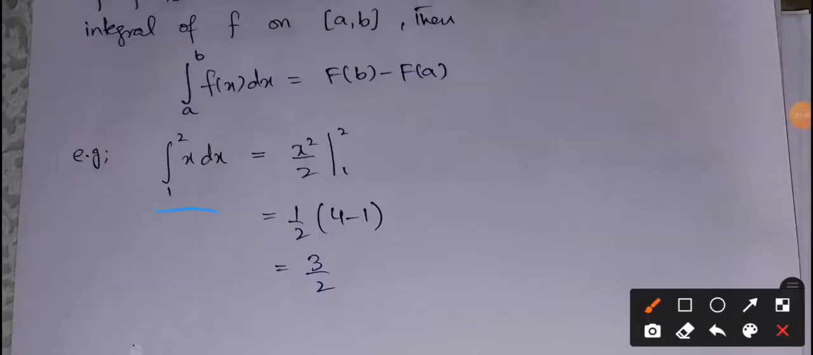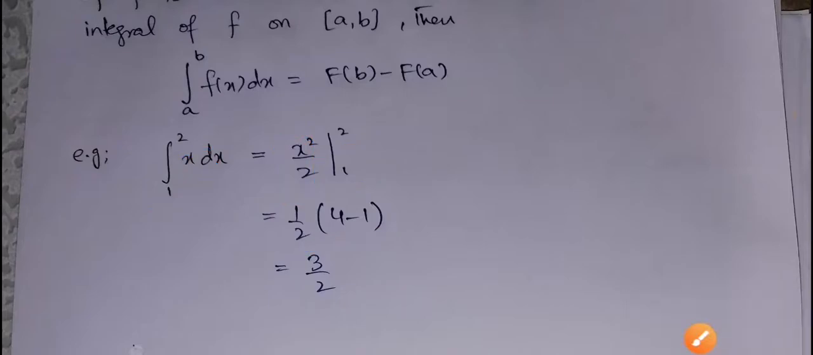For example, if we are going to integrate x dx over the interval from 1 to 2, as we know the integral of x is x square by 2, so inserting the upper limit minus lower limit, this 1 by 2 will be as it is. Inserting x equal to 2, we get 4, minus lower limit 1, so 4 minus 1 is 3, so 3 by 2 is the answer for this definite integral.